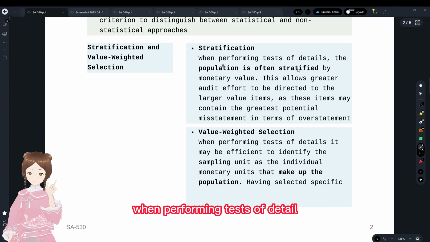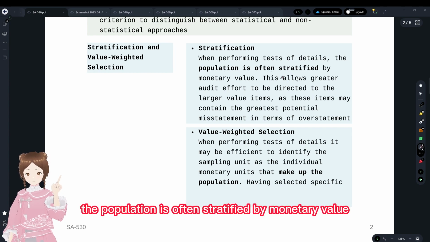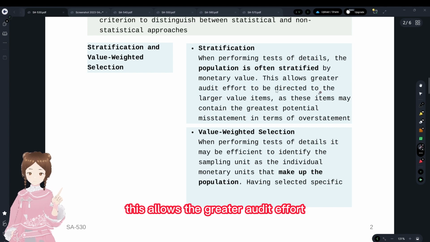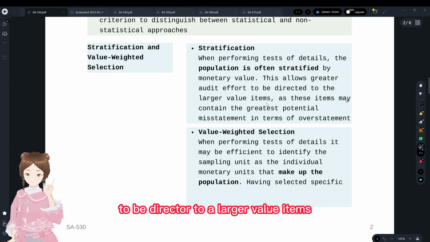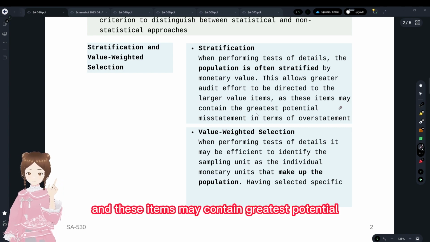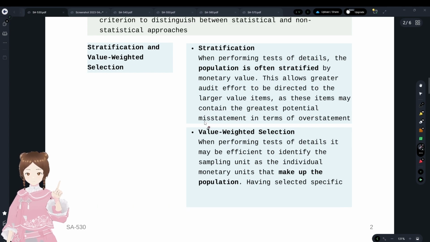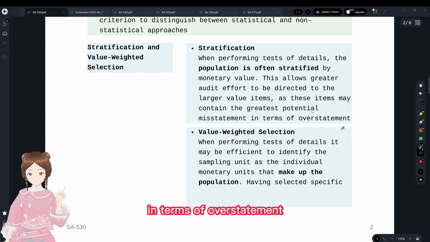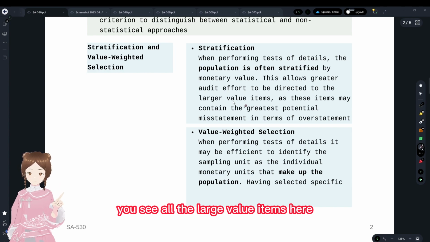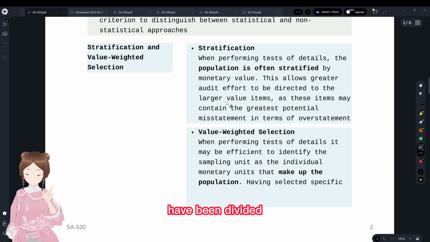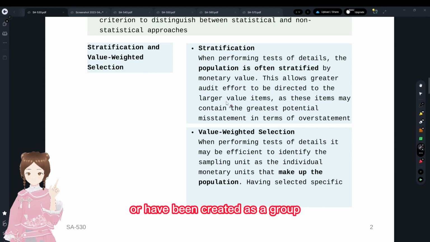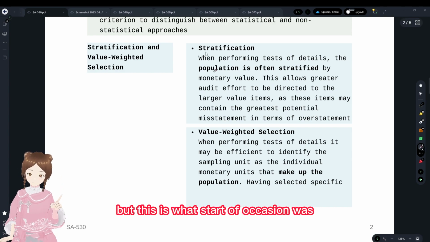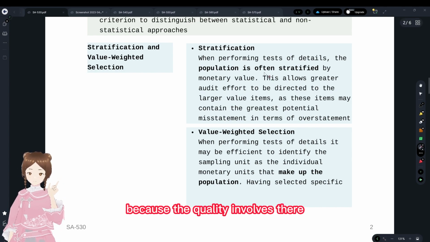Stratification: when performing tests of details, the population is often stratified by monetary value. This allows greater audit effort to be directed to larger value items, and these items may contain the greatest potential misstatements in terms of overstatement. You see, all the large value items here have been divided or created as a group. So this is what stratification was. There's a quality involved there.